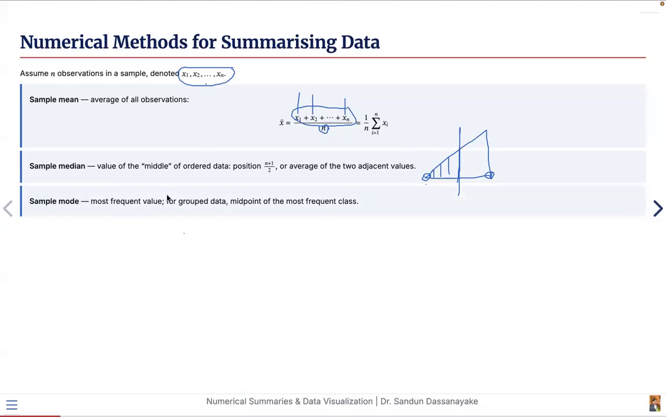Now, let's look at the other one, that is the sample mode. The sample mode is the most frequent value. Now, what do you mean by the frequent value? The frequent value is the value that you keep seeing in the data. For grouped data, the midpoint of the most frequent class is used when you are having grouped values. We'll discuss it in the later sections. In general terms, the most frequent value is the value that you keep on seeing when you look at the data set.